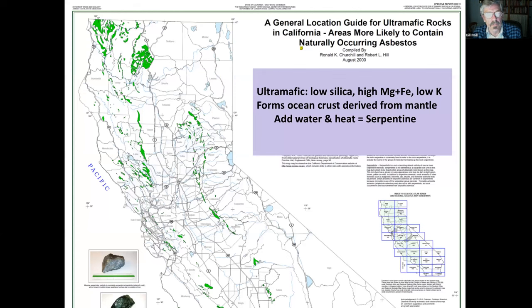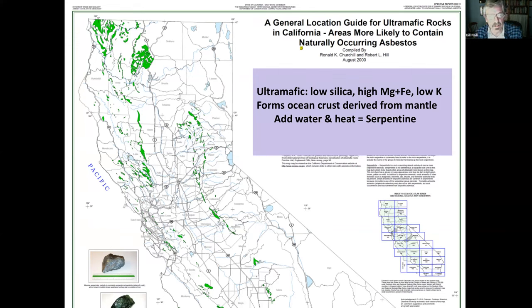So in Northern California, you've all heard of serpentine. Serpentine is the metamorphic equivalent of oceanic crust, basalt. You add water and heat and you have serpentine. It's low in potassium, high in magnesium and iron. So all these green strips are former fragments of oceanic crust that have been incorporated, along with microcontinents and island arcs, into North America.